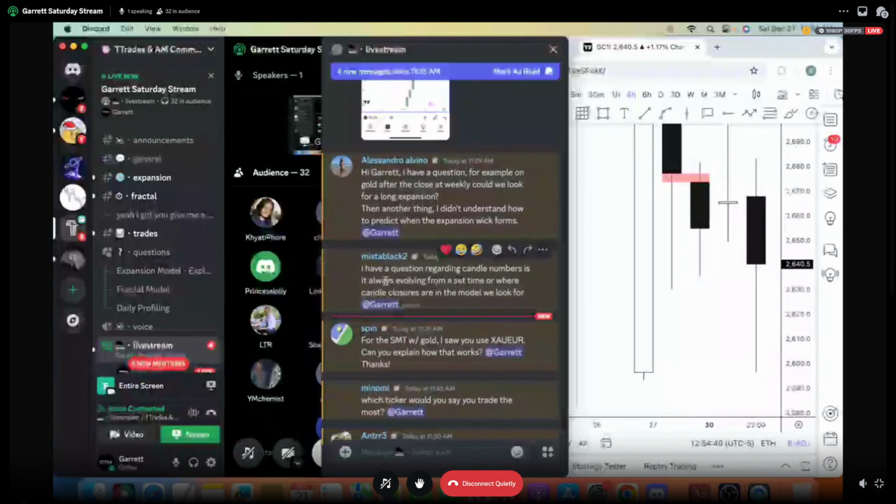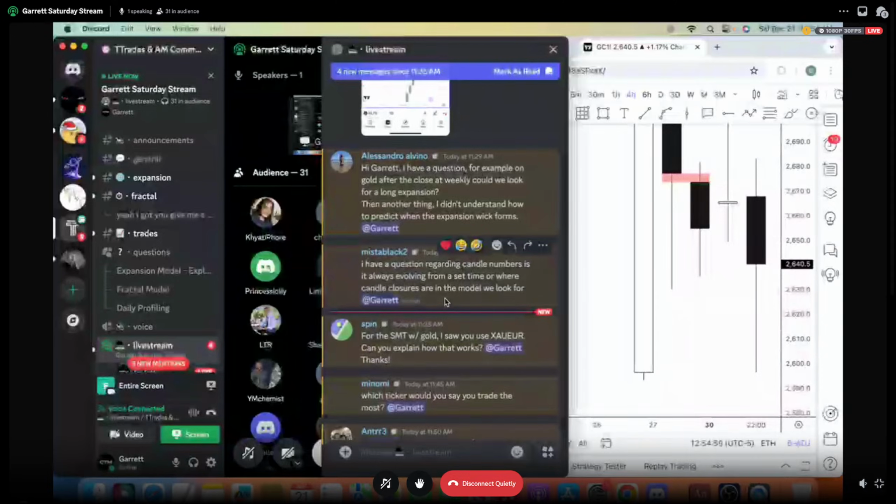I have a question regarding candle numbers. Is it always revolved around a set time or where closes are in the model? I have a question regarding candle numbers. Is it always revolving from a set time?